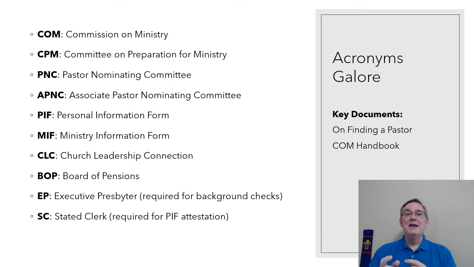You have the BOP, Board of Pensions, which for most of our pastors and most of our churches, they will be supplying pension and major medical through the BOP. And then you have the EP and SC. The EP is the Executive Presbyter, which in our presbytery we call Presbytery Pastor. But this is important because before any pastor is allowed to come into our presbytery, there needs to be an EP reference check. This is our assurance that people don't have a history and baggage that we don't know about before they come our way.